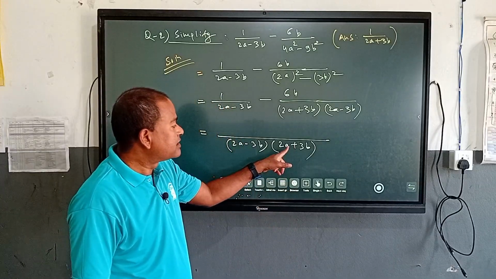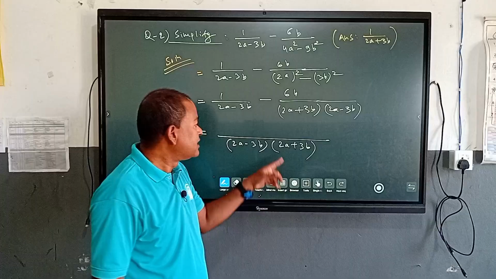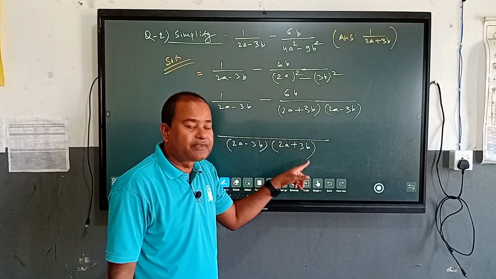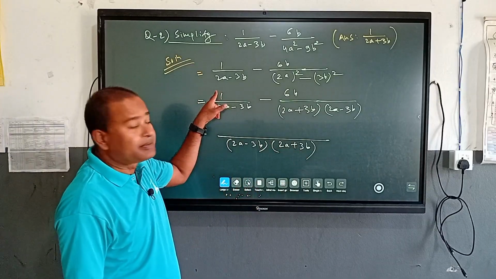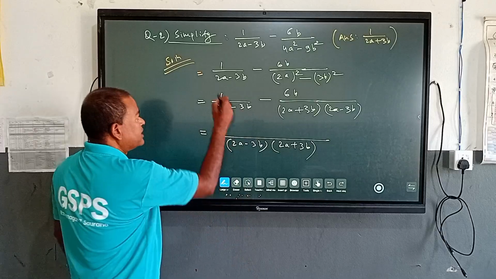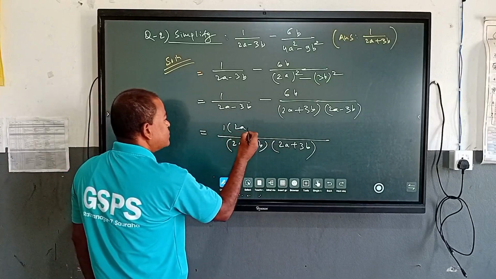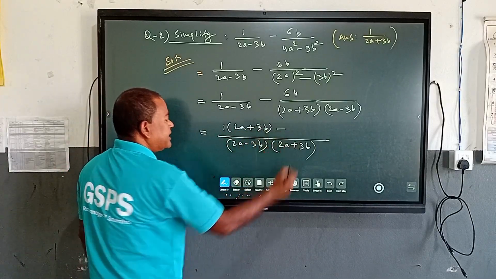Then we get the quotient, or we can say we get the remaining factor 2a plus 3b, and this 2a plus 3b will multiply to the numerator. So 1 times 2a plus 3b, minus.